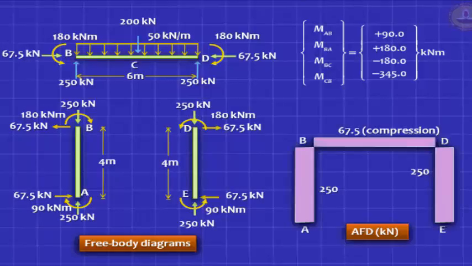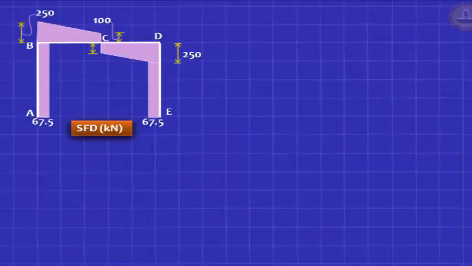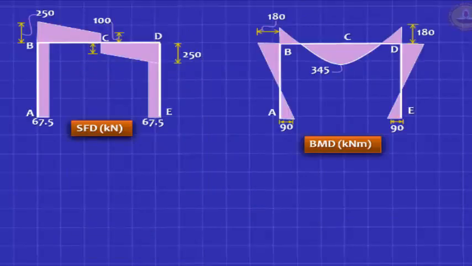So after the free body diagram, you can draw the axial force diagram. You'll find you have compression in all the three members. You can draw the shear force diagram, and you can draw the bending moment diagram. Very interesting that whenever you have problems of this kind where only the beam is loaded and the column is not loaded, you'll find the fixed end moment at the base of the column will be half the moment that you get at the joint.